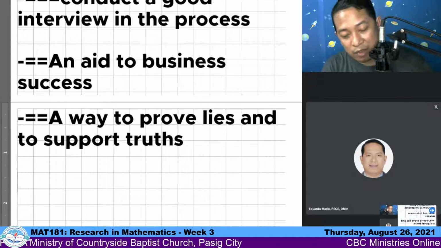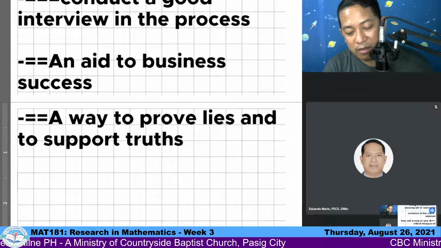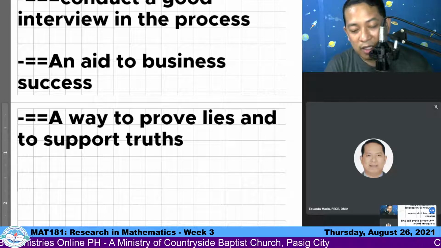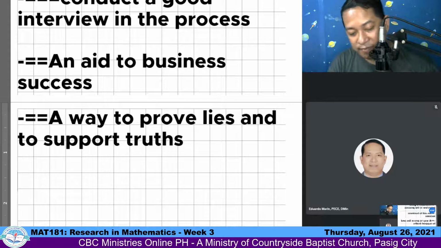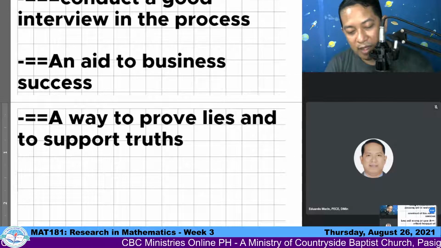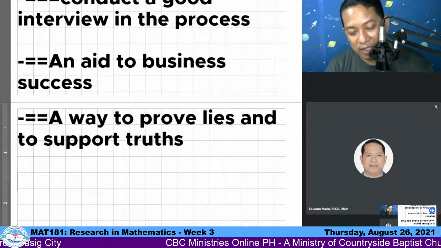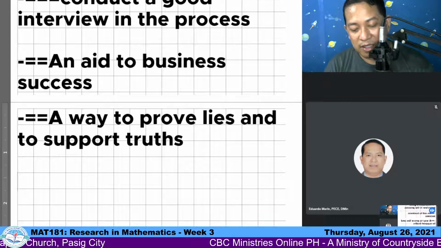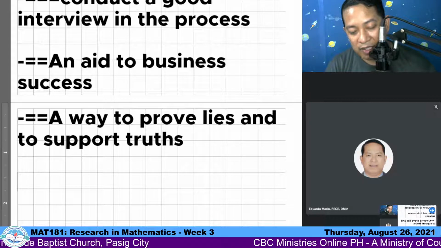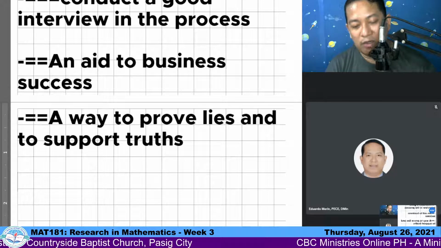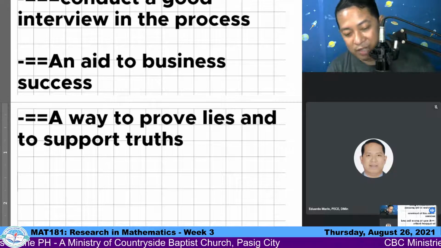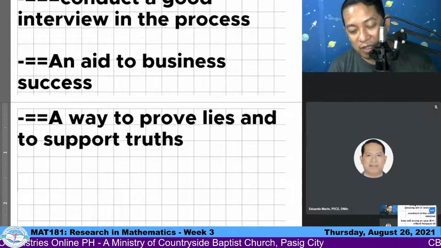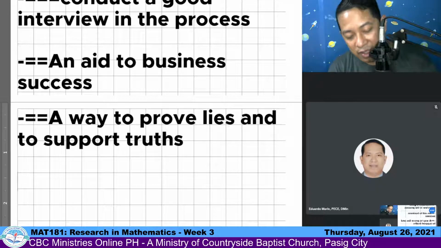Kasi kung hindi less than 1, lulubog yan. Lulubog yan. Kung yan, halimbawa, nabutasan, magiging much denser yan. But they will construct a material such that the density will be less than the water and it will float on the sea. Okay? Refuting the lies of the past and supporting the truth. And that is based on research, mga kapatid.